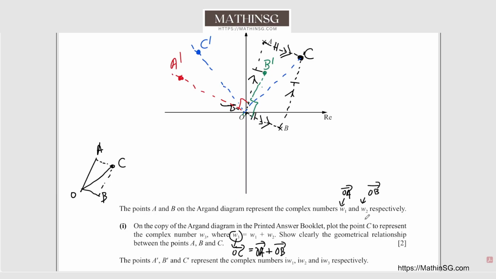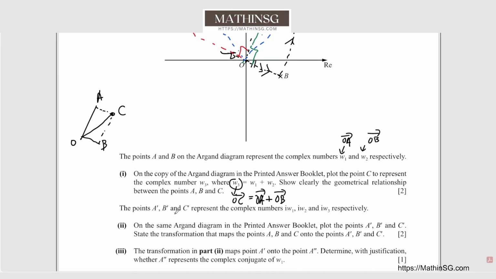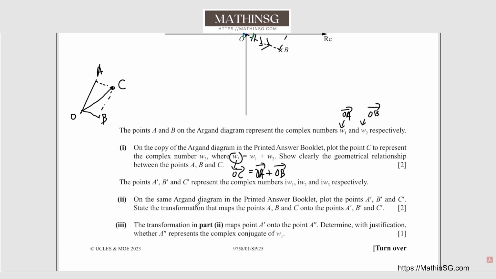So what is important from this part is that when you multiply a complex number by I, you rotate it 90 degrees anti-clockwise about the origin. Next, I have already drawn A prime, B prime, and C prime. They are asked to state the transformation that maps A, B, and C onto the points A prime, B prime, and C prime. So basically it is a rotation of 90 degrees anti-clockwise about O.